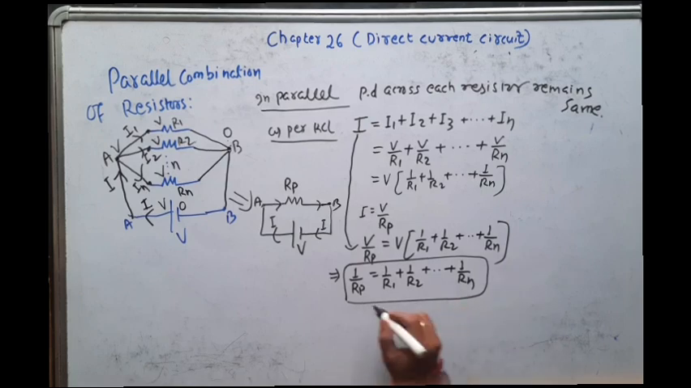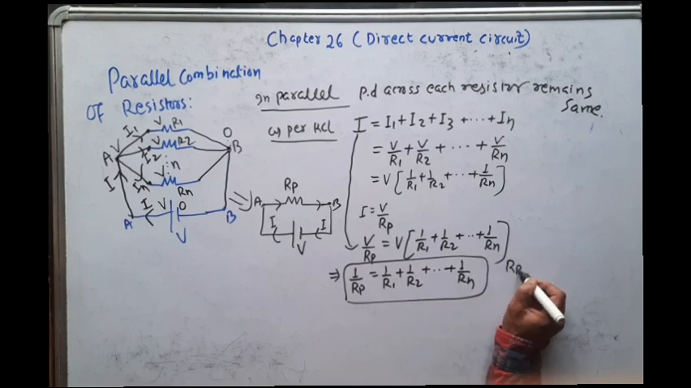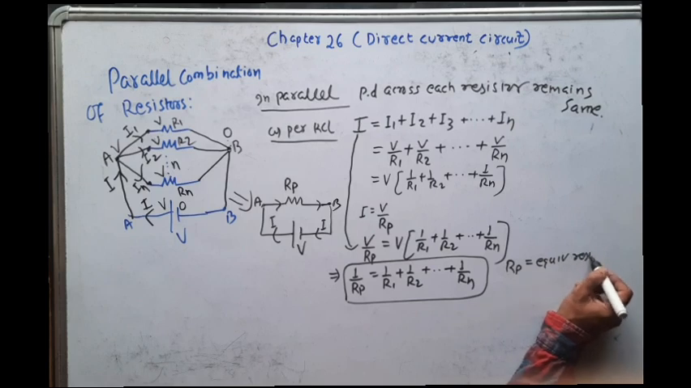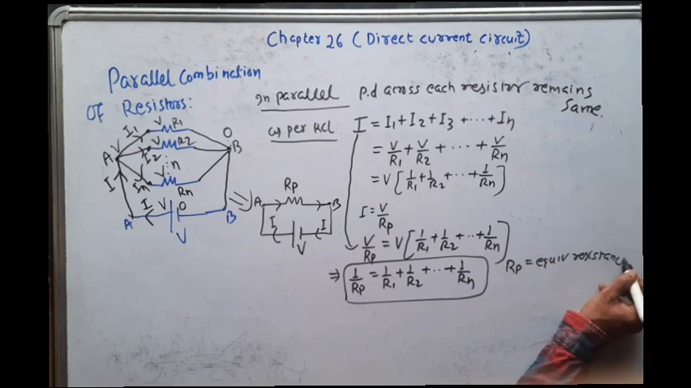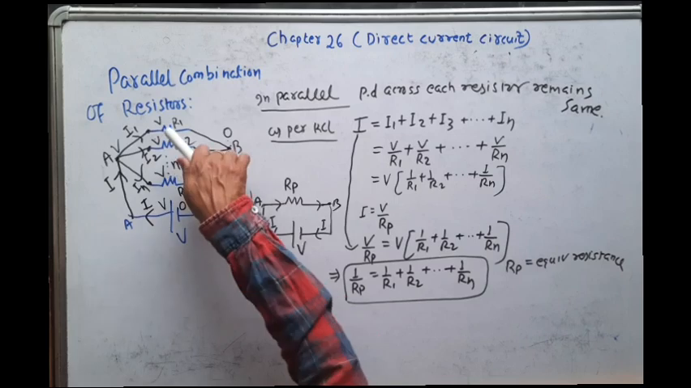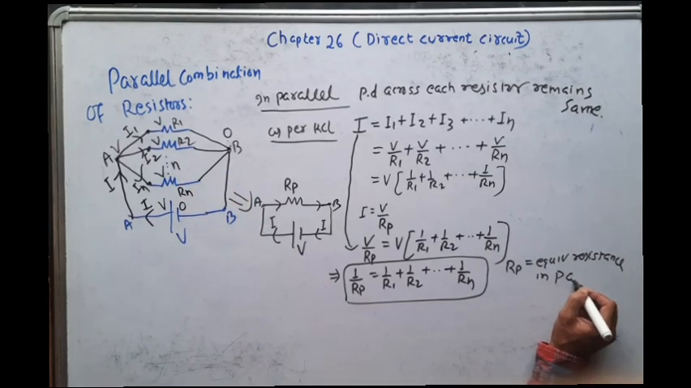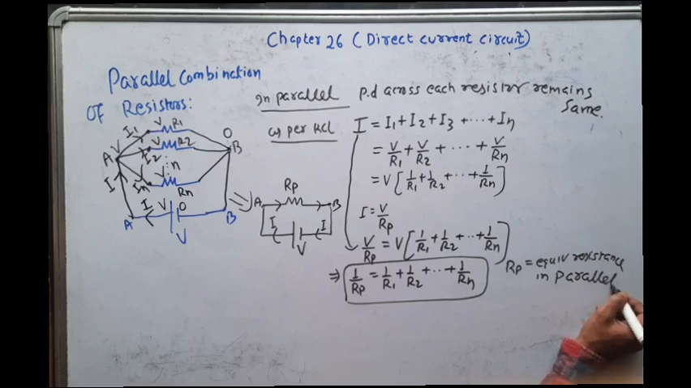So what is Rp? This Rp is nothing but the equivalent resistance of these n number of resistors which are connected in parallel. So equivalent resistance in which circuit? Parallel circuit. Equivalent resistance in parallel circuit.